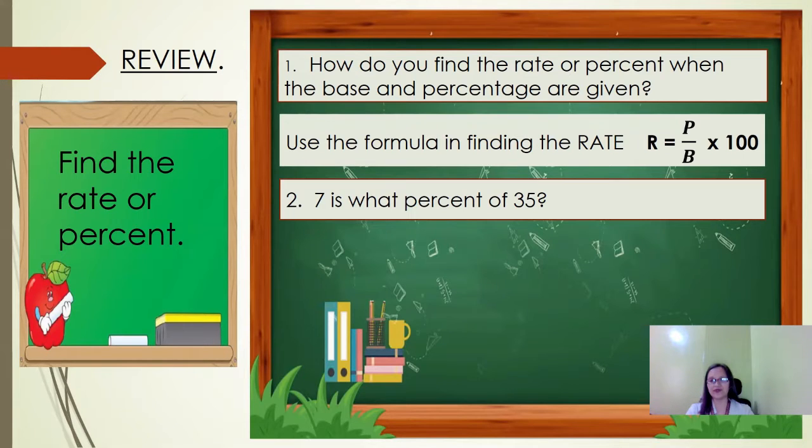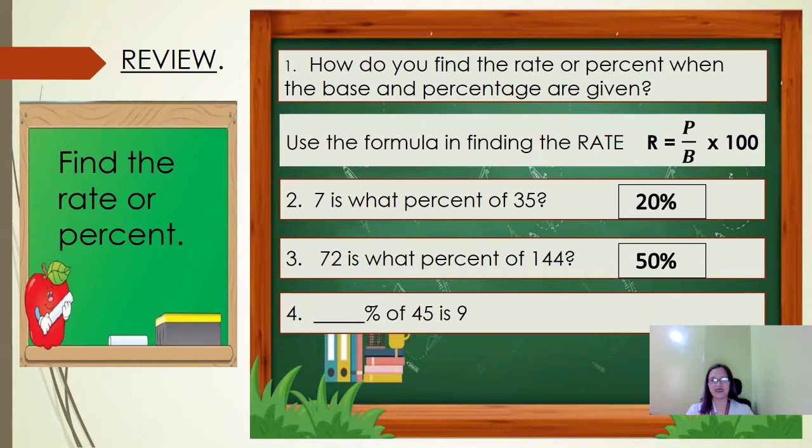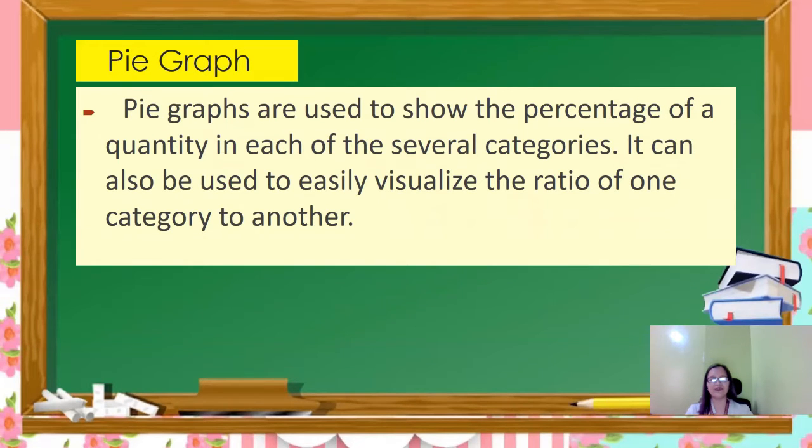Next, 7 is what percent of 35? Answer: 20%. Then number 3, 72 is what percent of 144? Okay, 50%. And number 4, blank percent of 45 is 9. The answer is, okay, 20%. And number 5, 25 is what percent of 100? Let me see if you know the answer. Okay, 25%. Oh, who got 5? Okay, very good. Now, let us have a new lesson.